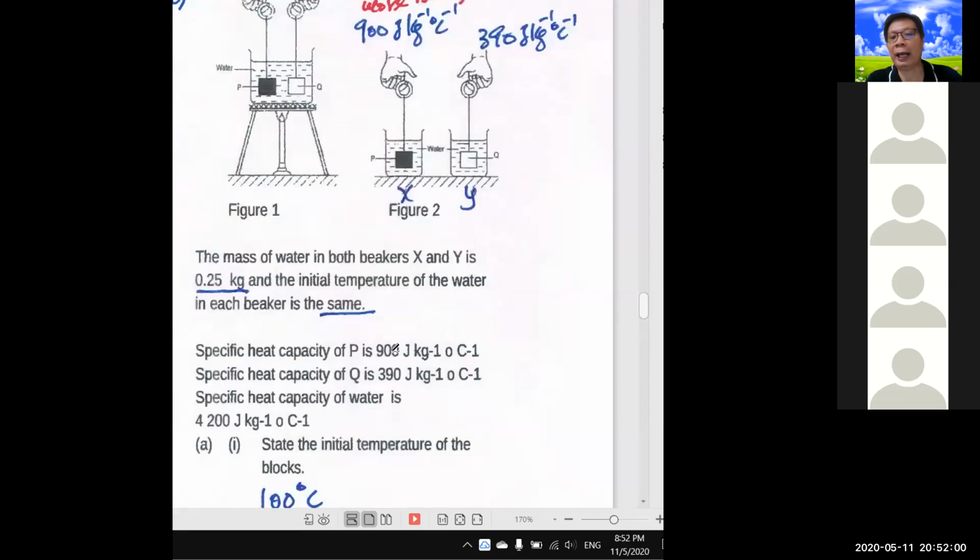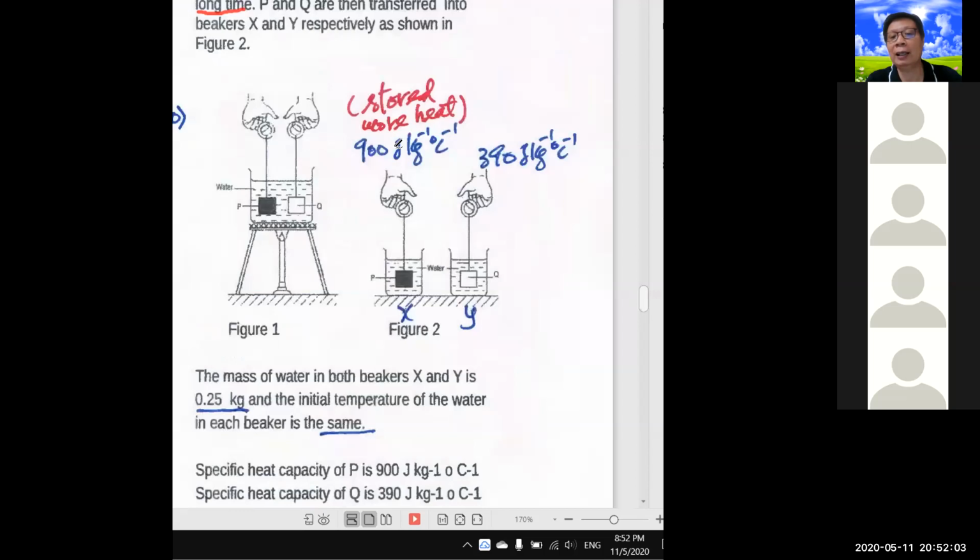The specific heat capacity of P is 900. A bigger specific heat capacity means it can store more heat and transfer more heat to the water. Q has a smaller specific heat capacity, so it stores less heat and transfers less heat. Definitely the water in X becomes hotter, and the water in Y has a lower temperature. More heat transfers to X, so the water temperature is higher, as expected.